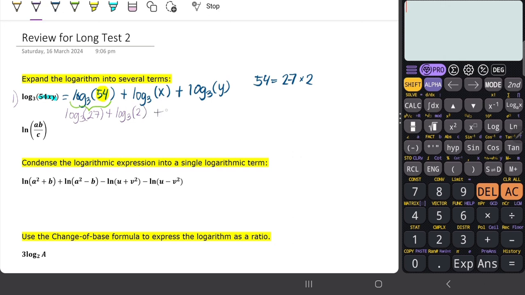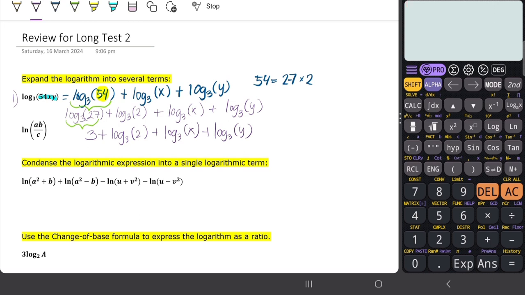Then I copy the original. So log base 3 of x plus log base 3 of y. So I know that log base 3 of 27 is just equal to 3. Okay? So this can be written as 3 plus log base 3 of 2 plus log base 3 of x plus log base 3 of y. So this is the expanded form of item number 1.